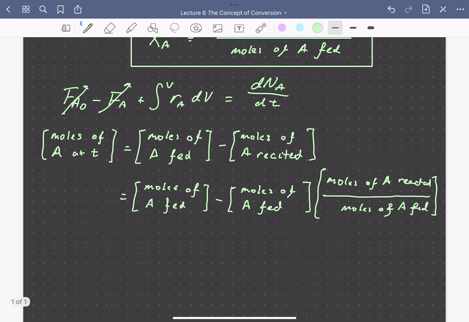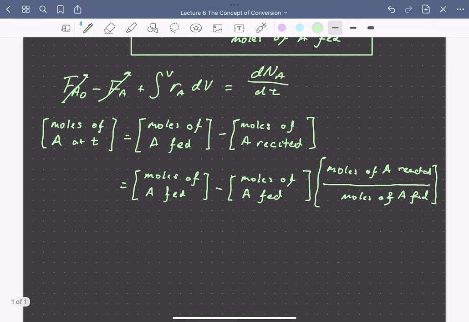Okay, so now we can write this expression in terms of variables that appear in our mole balance. The moles of A at any time t is just N_A. The moles of A fed is N_A0, so how much we put into our reactor at time equals 0. And then we have the moles of A fed, N_A0, times the conversion or fractional conversion of A.